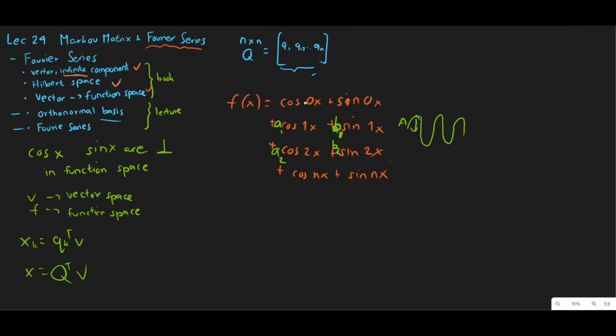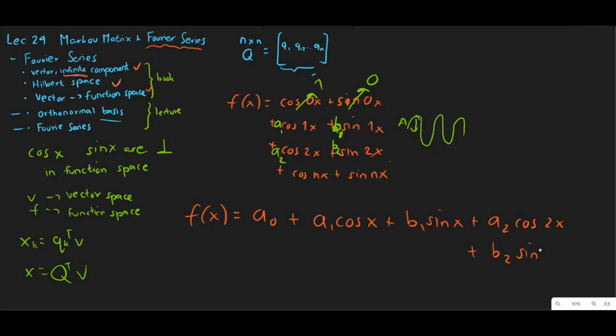And actually the cos 0 will be 1, right? And sin 0 will be 0. So the Fourier series is simply, if we simplify this, a0 plus a1 cos x plus b1 sin x plus a2 cos 2x plus b2 sin 2x until the nth term.